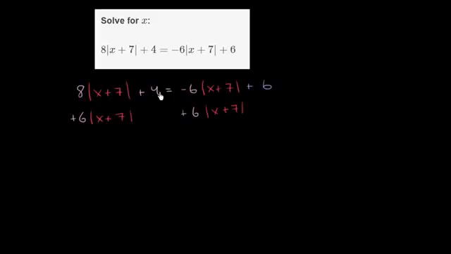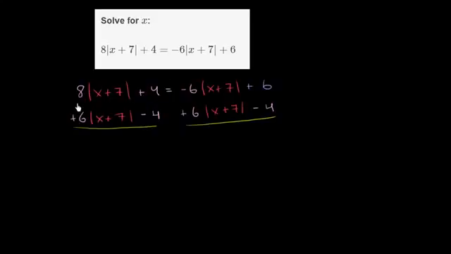And I want to get all of these constant terms onto the right-hand side. So I want to get rid of this positive 4. Easiest way is to subtract 4 right over there. But if we do it on the left-hand side, we have to do it on the right-hand side as well. And so what does this get us?